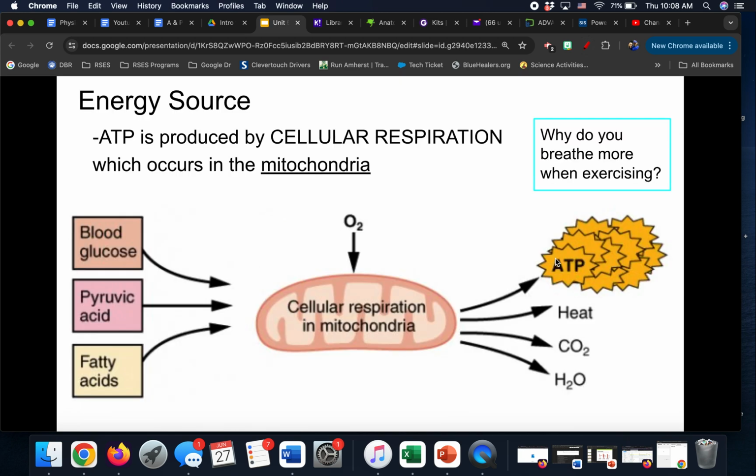Where does it get the energy to do all this? Remember, ATP. Cellular respiration is the process that makes that, and taking in oxygen is necessary for that. This is just a quick review slide from old biology stuff.